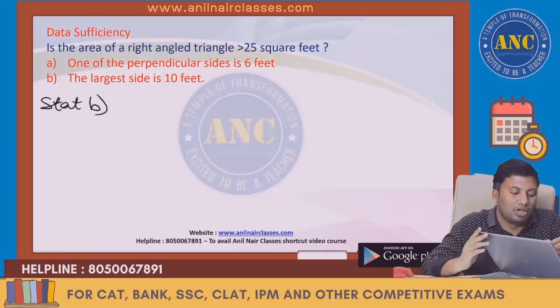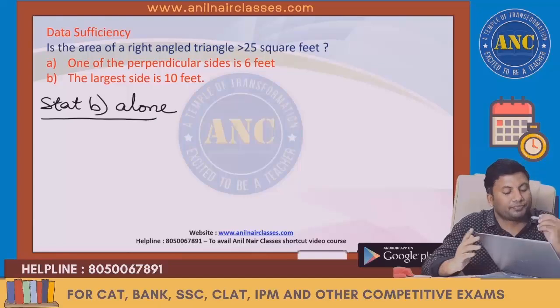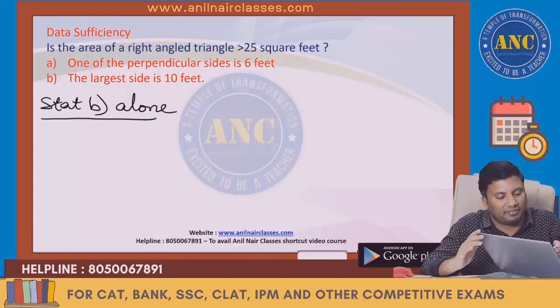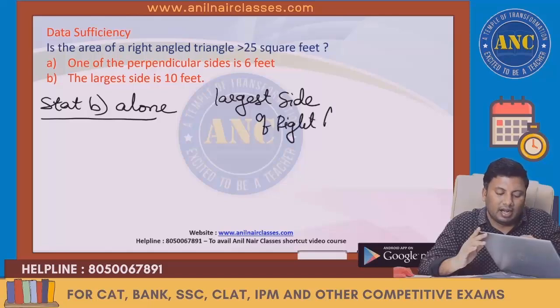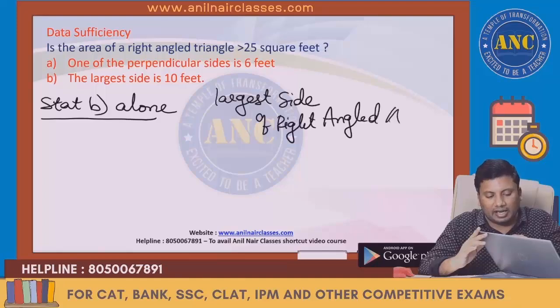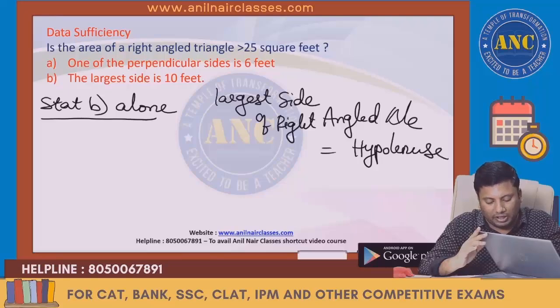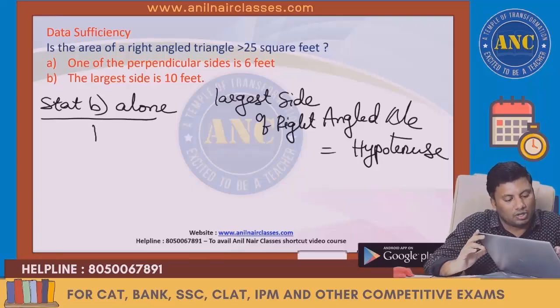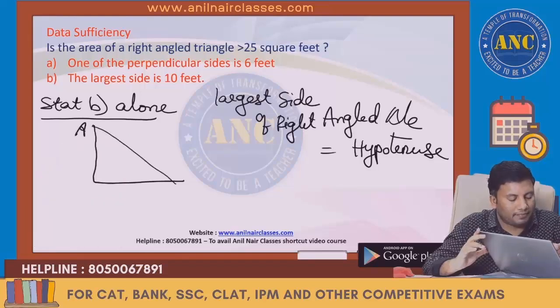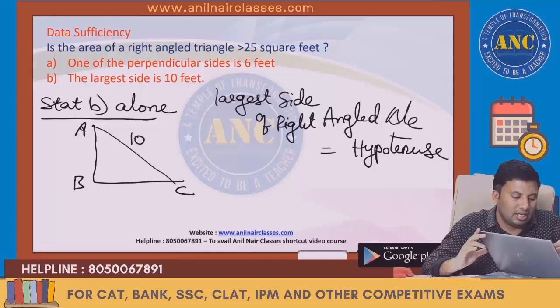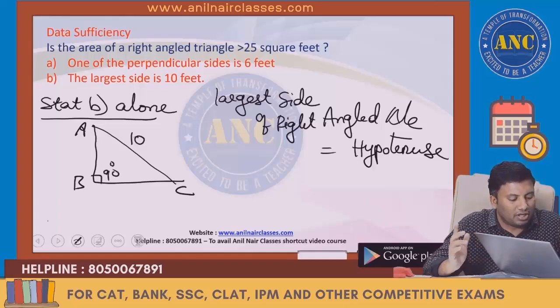Now statement B alone. Statement B says the largest side is 10 feet. The largest side of a right angled triangle is nothing but the hypotenuse. Okay, the question is related to the hypotenuse. This is A, this is B, this is C. This is given as 10. Now, there is something which you should know.